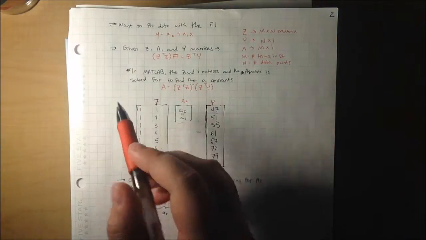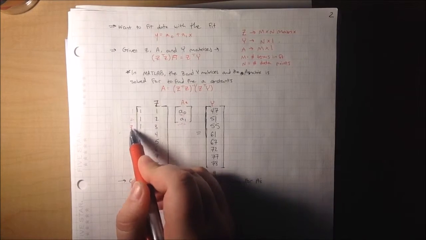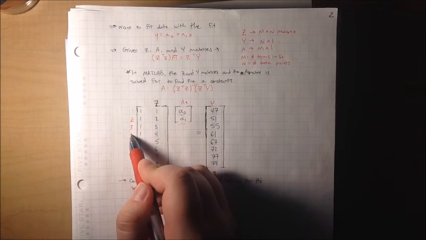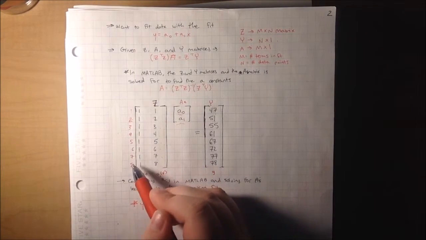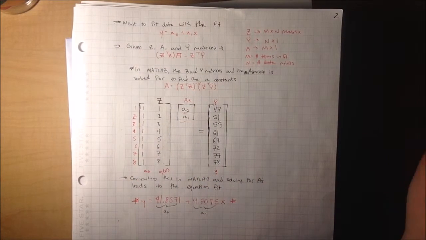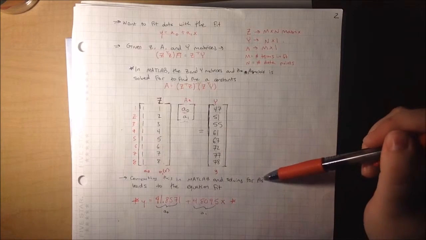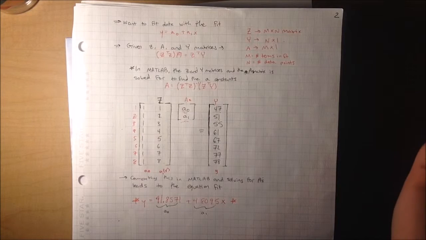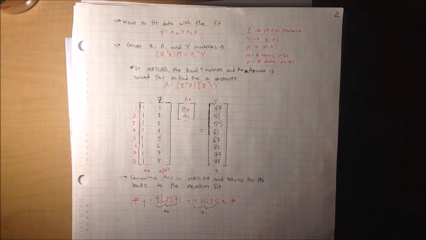And then, you know, it's data point 1, 2, 3, can't really read that. 5, 6, 7, 8. And so that's how you form those matrices. So you can then compute that in MATLAB, stick all those in there, do the math, and plot that. You can find the fit equation solving for the A's.